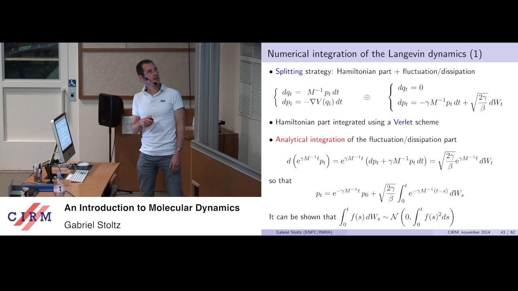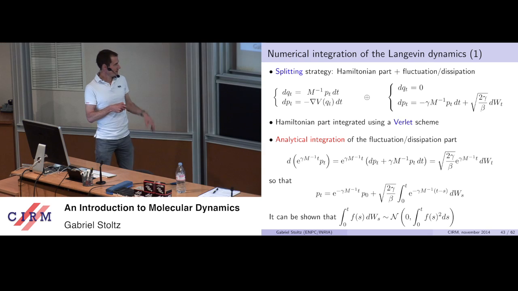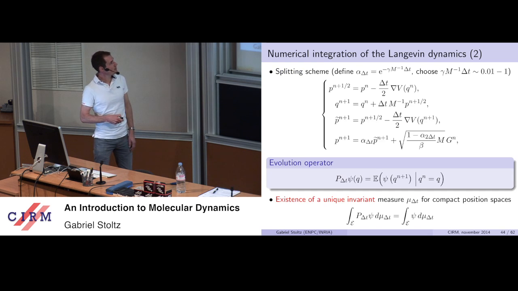So for this second part, you can do this little computation and show that the analytic evolution I was mentioning is this one: if you start from p0 at time t, you've got momentum which is the initial momentum decayed by an exponential factor plus some random fluctuation term, which you very well know. So when you integrate this Hamiltonian dynamics over a time step delta t using a Verlet scheme, and then this Ornstein-Uhlenbeck over a time delta t using this analytical formula, you end up with this numerical scheme.